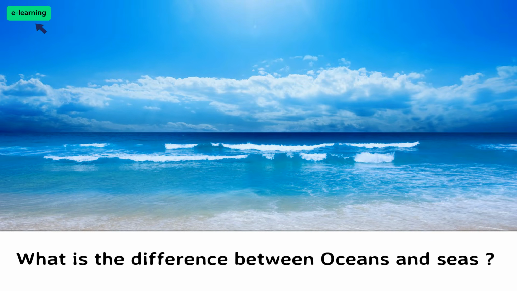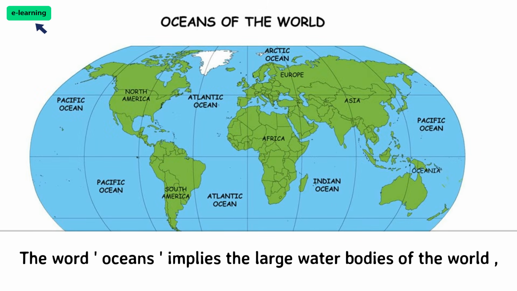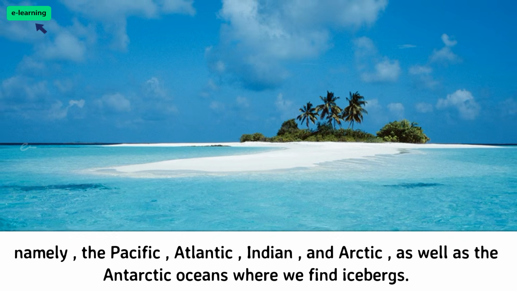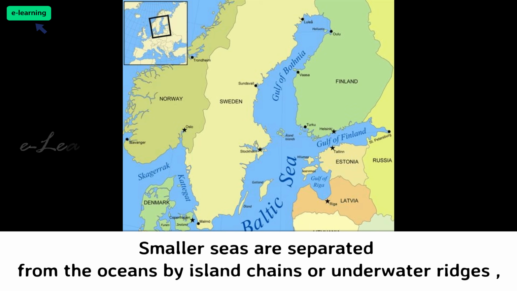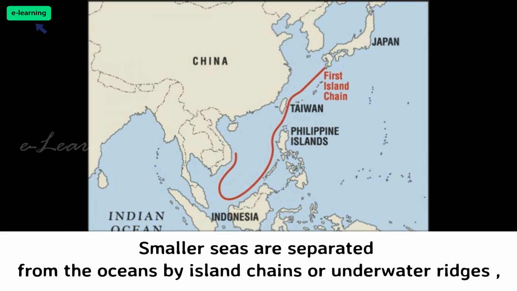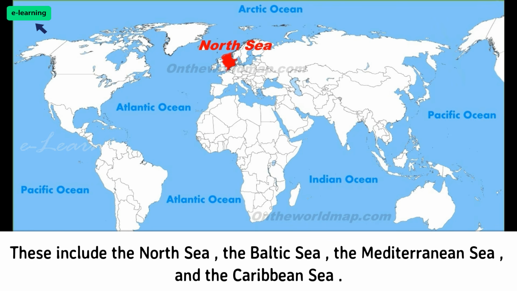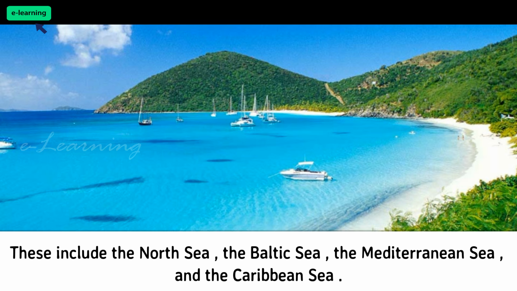What is the difference between oceans and seas? The word oceans implies the large water bodies of the world, namely the Pacific, Atlantic, Indian, and Arctic, as well as the Antarctic oceans where we find icebergs. Smaller seas are separated from the oceans by island chains or underwater ridges, which are called bordering seas. These include the North Sea, the Baltic Sea, the Mediterranean Sea, and the Caribbean Sea.